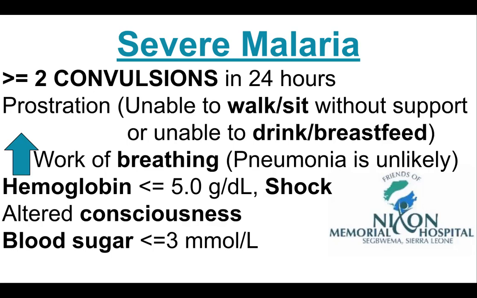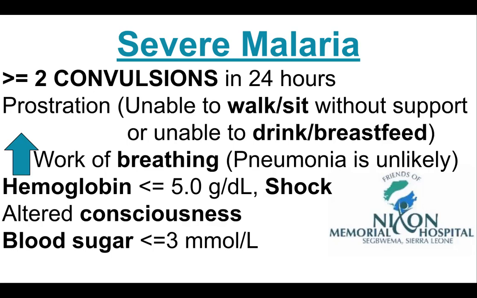So the first definition is more than or equal to 2 convulsions in 24 hours. And prostration: the patient is not able to walk or sit without support, or is unable to drink or breastfeed. And then the third criterion is increased work of breathing when pneumonia is unlikely. Let's say the patient is not having cough, there's no sputum. However, the patient is breathing very fast.